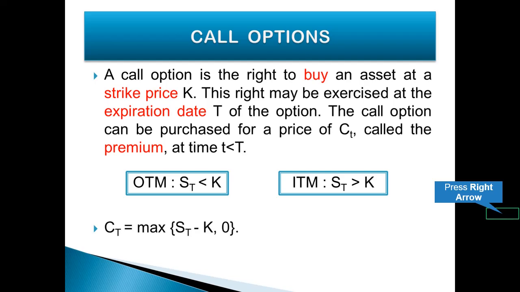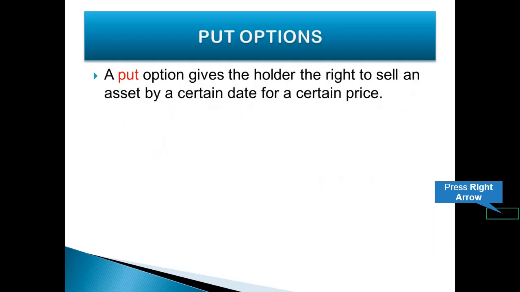So C_T, the value, is the maximum of S_T minus K and 0. This is the value at the time capital T. Don't be confused with C_T, which is the value at time capital T. The C_t with small t is the value at time small t less than capital T.